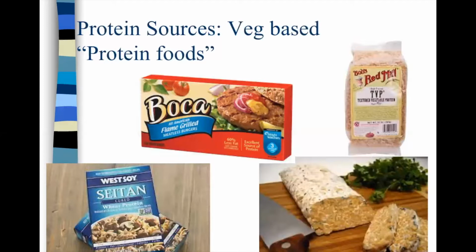And something like the TVP could be added to tomato sauce or pasta sauce if you wanted to make a spaghetti, but you didn't want to use beef or meat. It could be added to tacos. It really could be added to anything that you would usually put ground beef in or ground meat in.